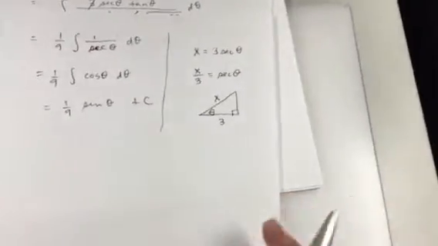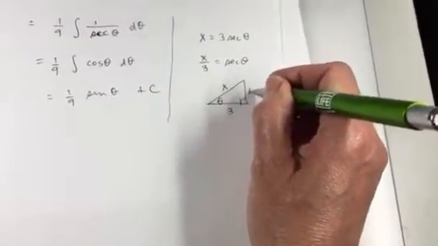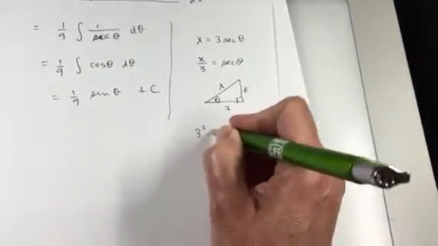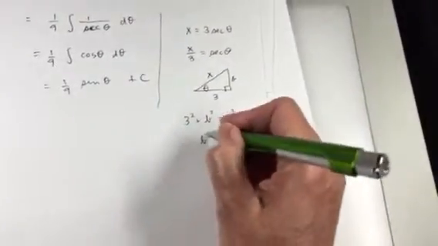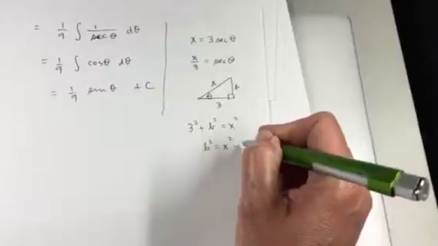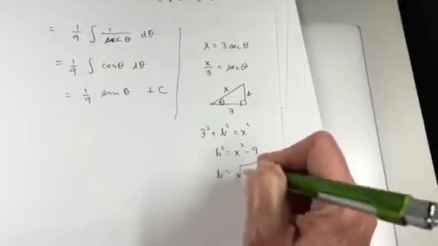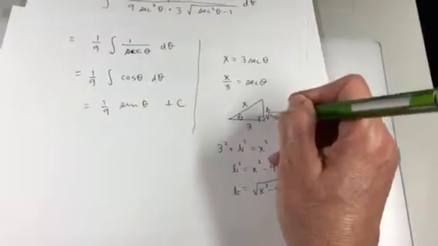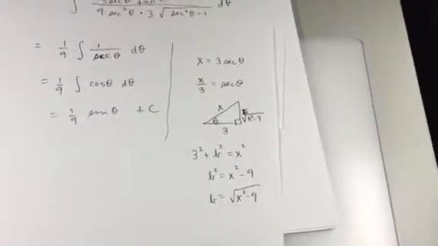I need to get the third side. How can I do that? I'll call this third side b. Pythagorean theorem. 3 squared plus b squared is x squared. So b squared is x squared minus 9. b is the square root of x squared minus 9. I'm going to scratch that b out. I don't want it to clutter that up a bit.